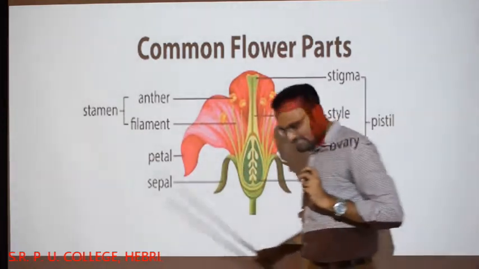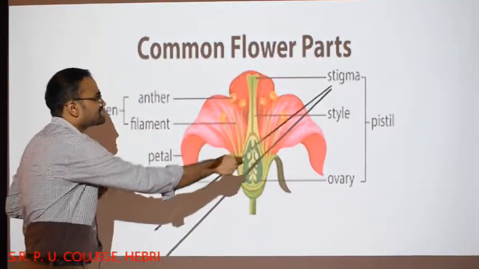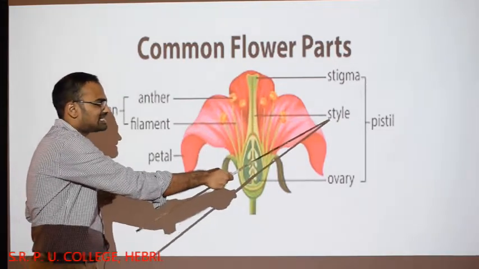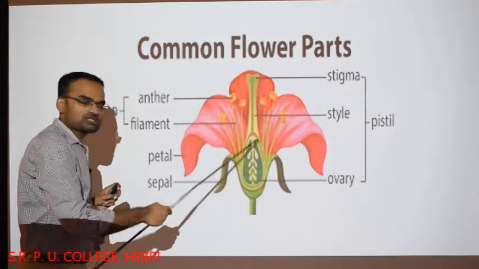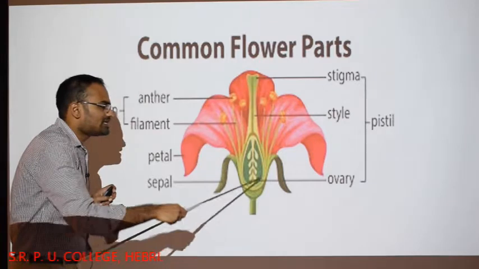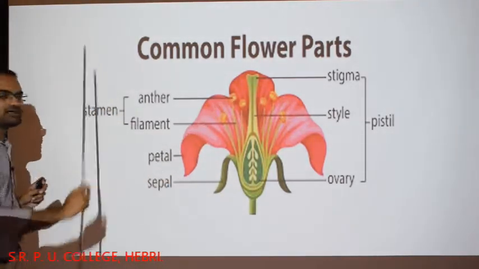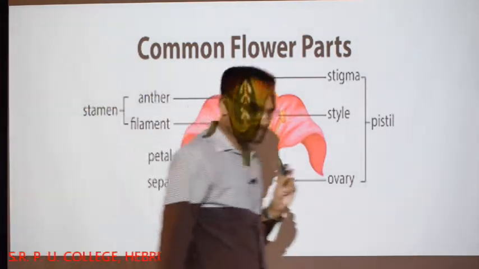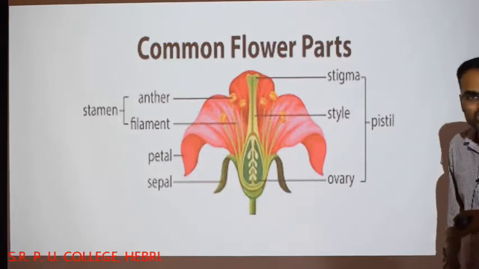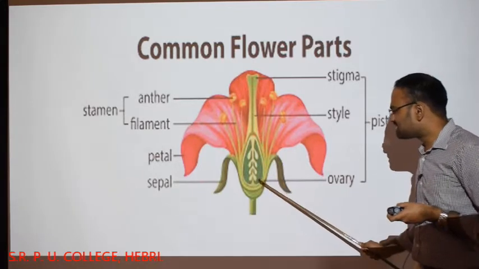Like that, a pistil or a carpel consists of an opening at the tip called the stigma, a hollow or solid tube-like structure called the style, and a basal bulged portion called the ovary. Understood? This ovary possesses the ovules. This anther possesses the pollen grains. Understood? If a flower is bisexual, that means if it possesses both male and female reproductive structures, it possesses pollen grains in the anther and ovules in the ovary.